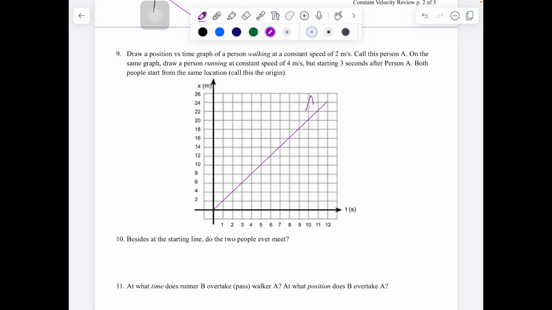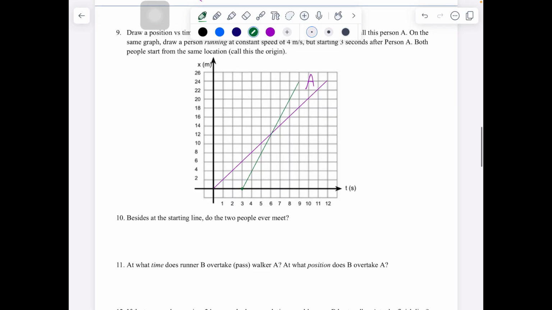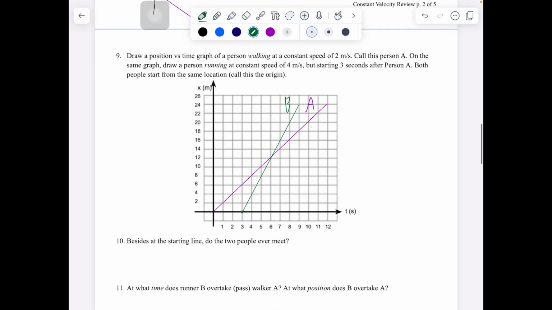This is person A. On the same graph, draw a person running at a constant speed of 4, but 3 seconds after. Okay, we'll do this in green. So they start 3 seconds after, so they haven't moved. At 3 seconds, this is our starting point. That's when they start moving, and they're moving 4 meters a second. So now the slope will be double. Right, we're going 4 in 1 second, 4 in 1 second, and so on. Okay. That is person B. We'll label them B. I don't think it says to, but we're going to do it anyway.